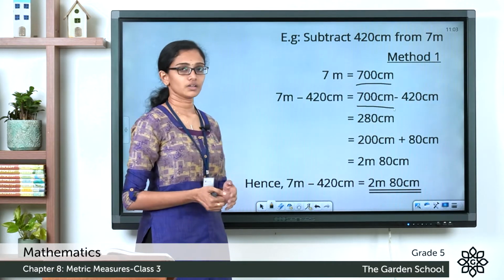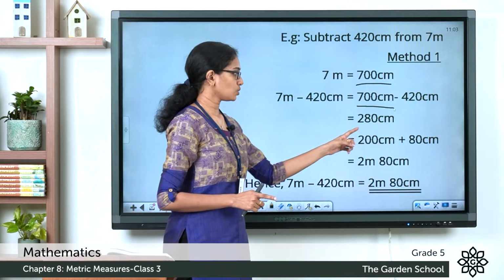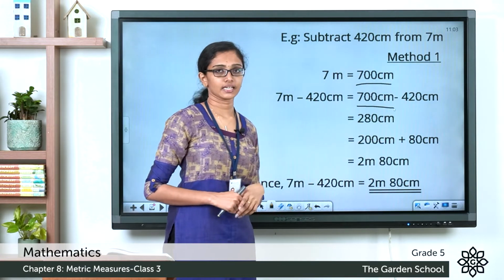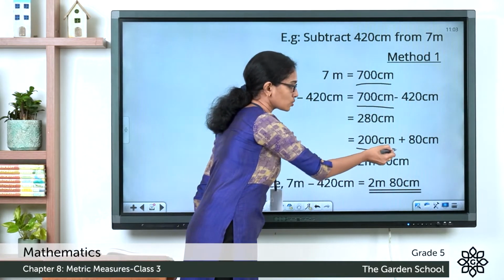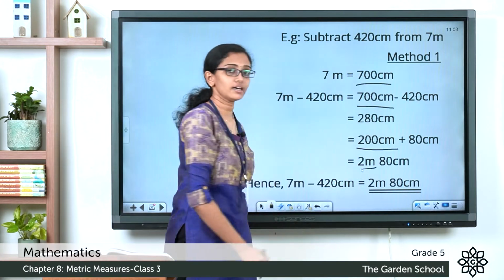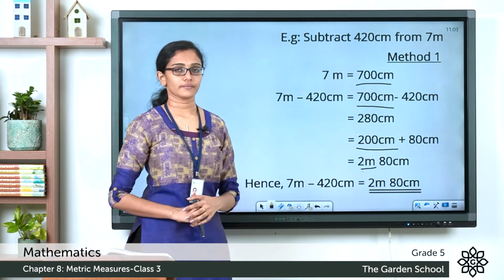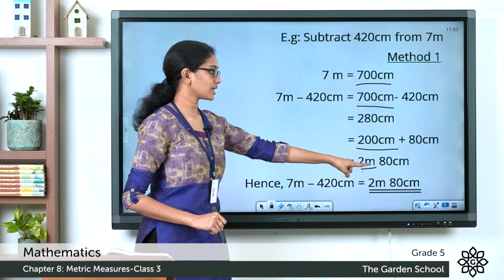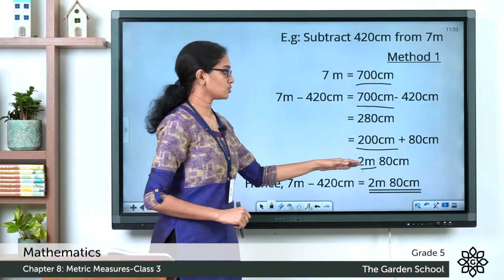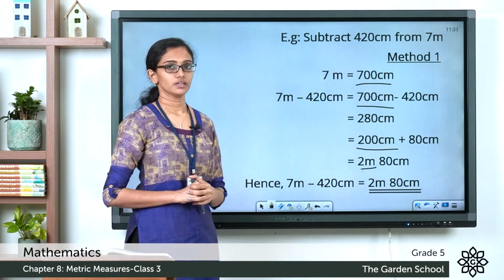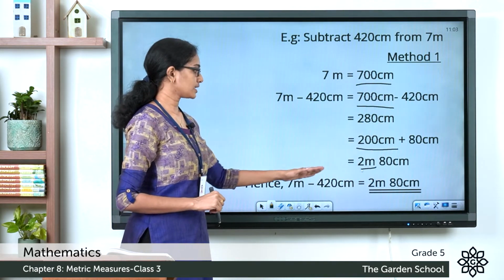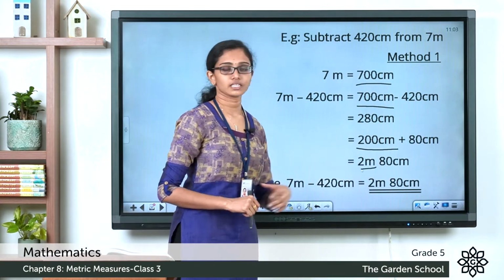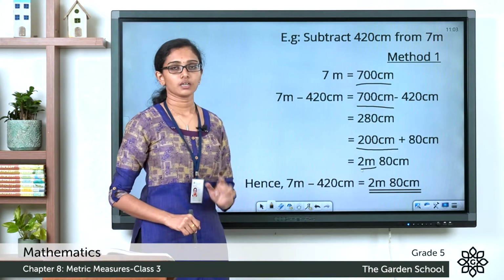Now let's split this measurement. 280 can be split into 200 centimeter plus 80 centimeter, and we can rewrite this 200 centimeter as 2 meter, then 80 centimeter. 100 centimeter is equal to 1 meter, so 200 centimeter will be equal to 2 meter. So 2 meter, 80 centimeter. So 7 meter minus 420 centimeter is equal to 2 meter, 80 centimeter. So this is method 1.